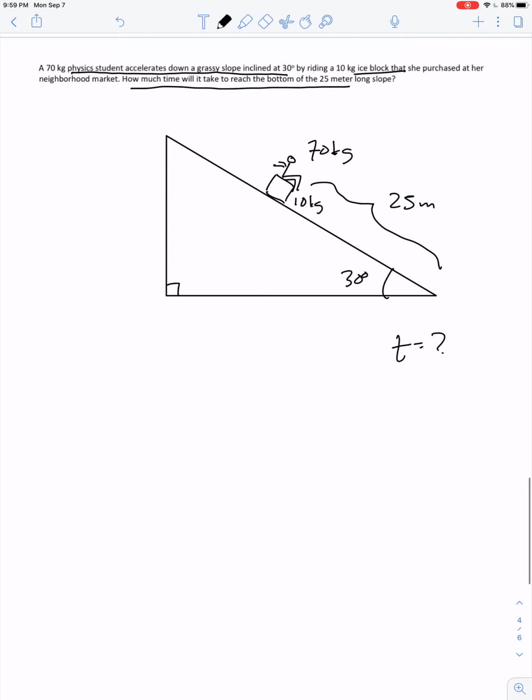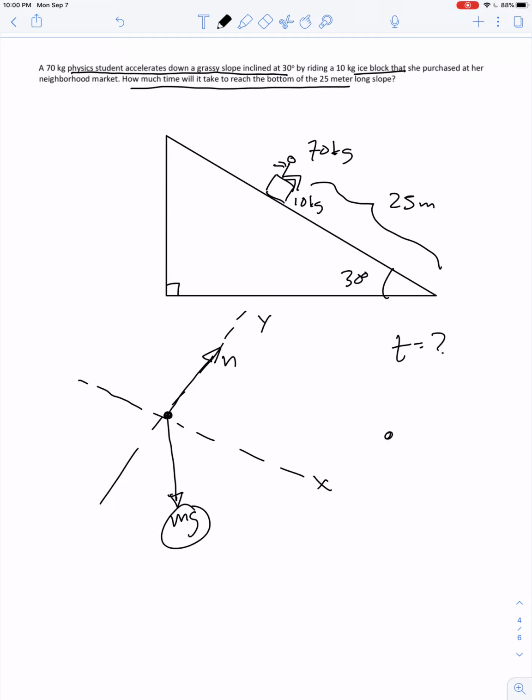Okay, let's make a free body diagram. That's normal force. That's mg. And in this case, there's no air resistance, there's no friction. When we reference ice blocking, it's just an attempt to say we have a problem where we can ignore those other forces. There's the x-axis, there's the y-axis.